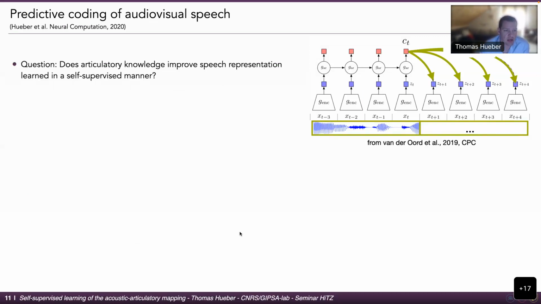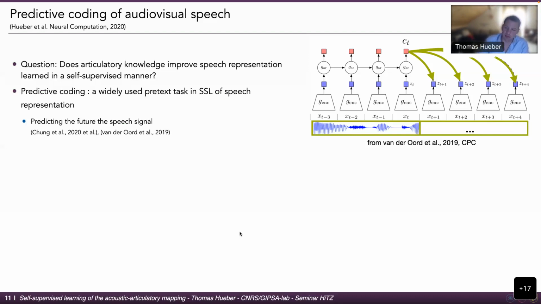As you may know, self-supervised learning of speech representation from audio signals is a hot topic nowadays. Many techniques have been proposed, such as autoregressive predictive coding, or contrastive predictive coding, proposed by Chung et al. or van den Oord et al. in 2019. In self-supervised learning, we have to define some kind of pretext task, the task that we want to solve when we want to learn representation. The task here is to predict the future of the speech signal. You can see here an example, a figure extracted from the paper by van den Oord.